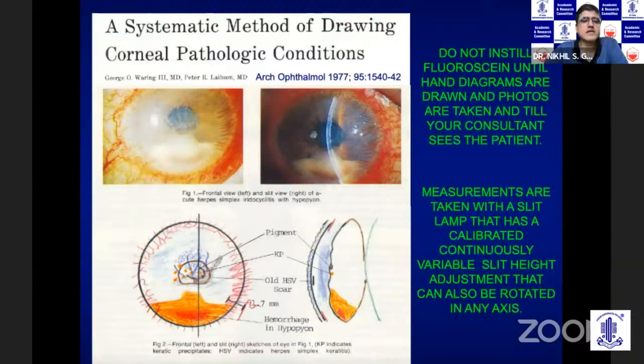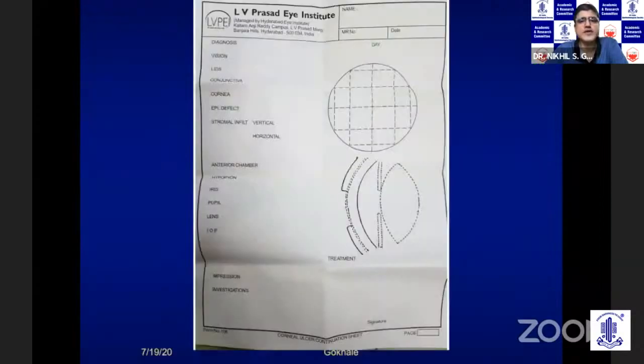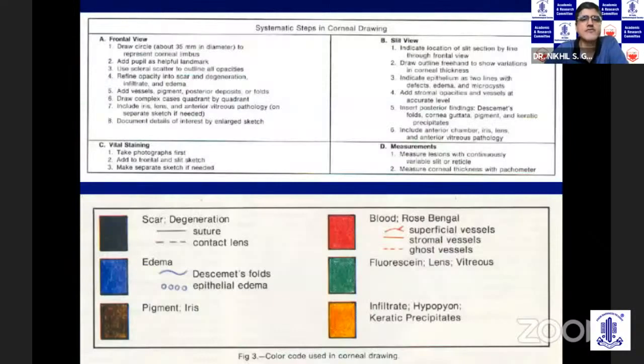And all the drawings that you draw need to be calibrated. You need to measure the size of each variable that you have documented there with the help of a slit lamp. You can use customized sheets like these to make these diagrams, and they can be very useful so that you don't miss any important information. You need to look at the frontal view, the slit view, the staining view, and take the measurements and follow the color codes which are traditionally and standardized today.